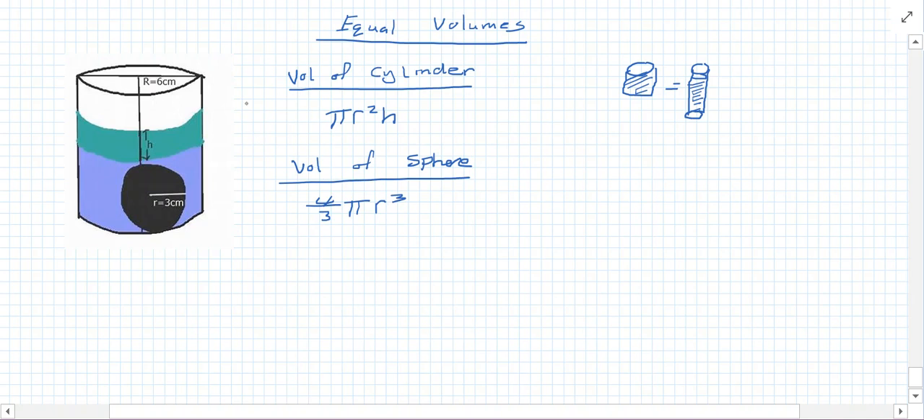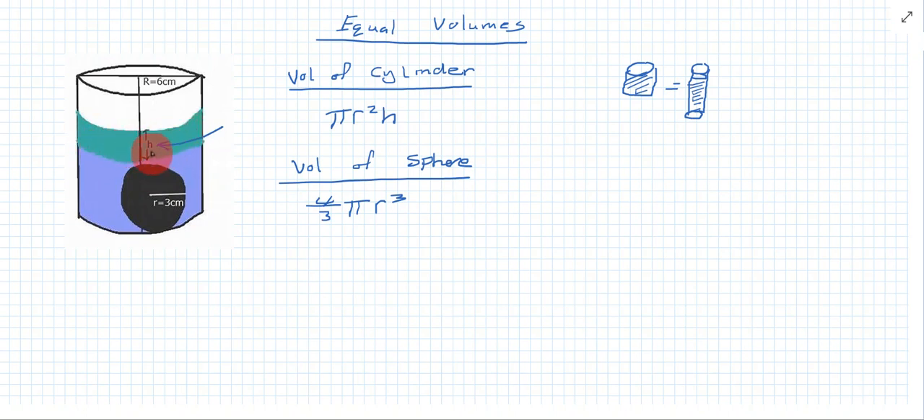Now what we are being asked to do here is find this height here. So in order to work out this height, we can use this principle of equal volumes. To get the volume of the sphere, we can use this formula here, and we have everything we need. We have the radius, to work out the volume of the sphere. That volume is going to be equal to this volume that was displaced.